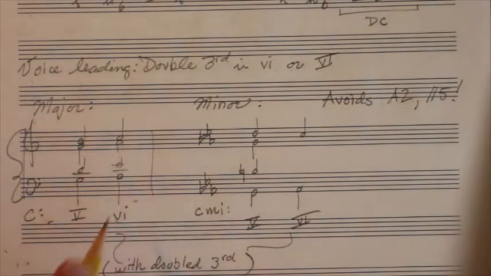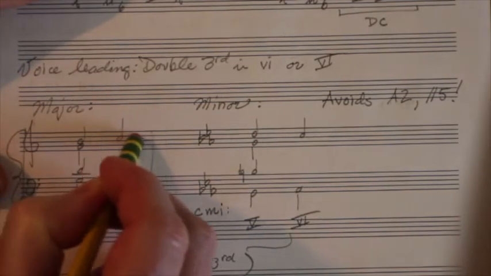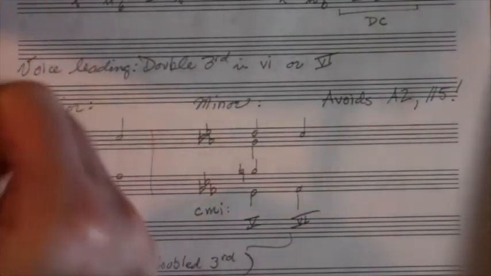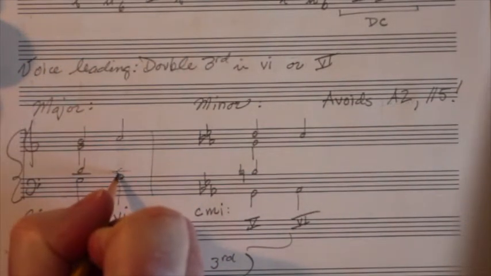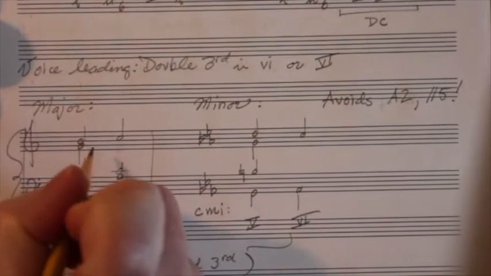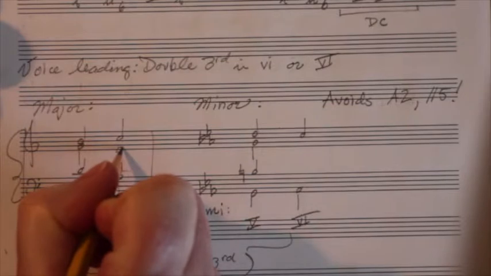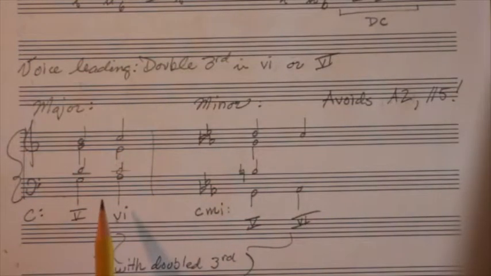And these problems can be avoided if we just start out by saying, all right, we're going to double the third and do what we did. Bring the D down to the C, thus doubling the third, and then let the G come down to an E to complete the chord. So that's the traditional way to do it. Voice leading problems all disappear.